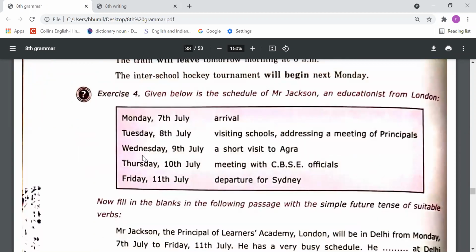Right? Now please come to exercise number 4. Given below is the schedule of Mr. Jackson, an educationist from London. Monday 7th July: arrival. Tuesday 8th July: visiting schools, addressing a meeting of principals. Wednesday 9th July: a short visit to Agra. Thursday 10th July: meeting with CBSE officials.